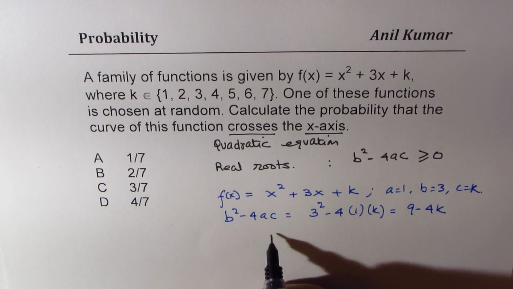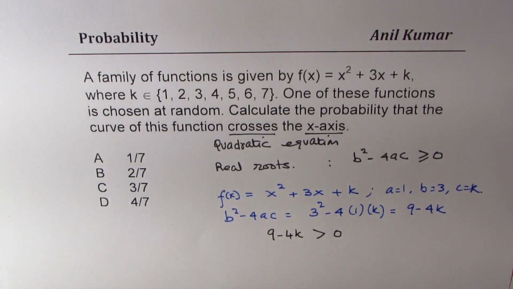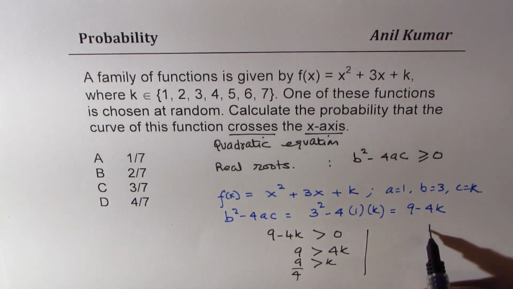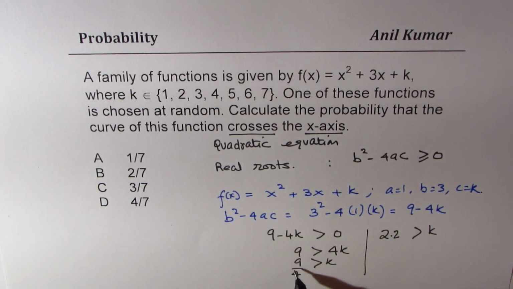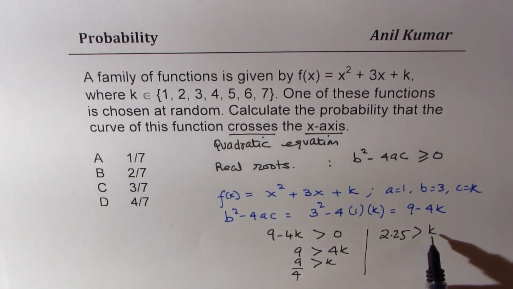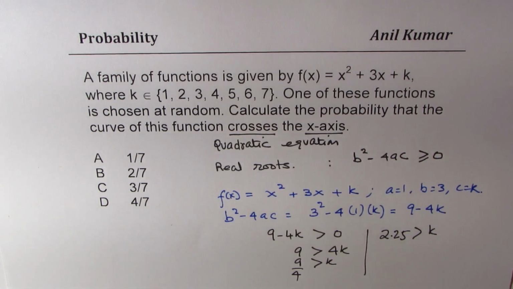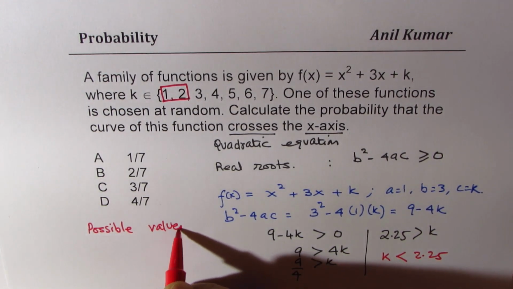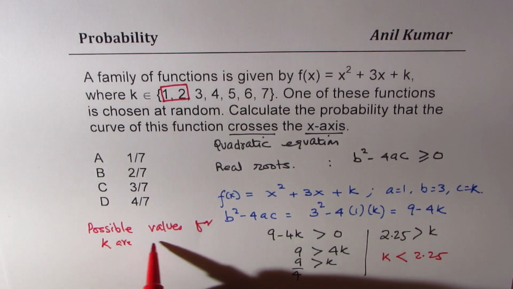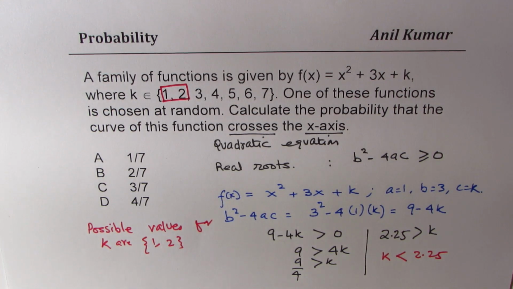Now the condition is that 9 minus 4k should be greater than or equal to 0, right? So that means 9 should be greater than 4k, or k should be less than 9 over 4. Perfect. So 9 over 4 is 2 point something, right? So 2.25. So k has to be less than 2.25, which means the only possible values of k are 1 and 2. Do you get an idea, right? So the possible values for k are 1 and 2.